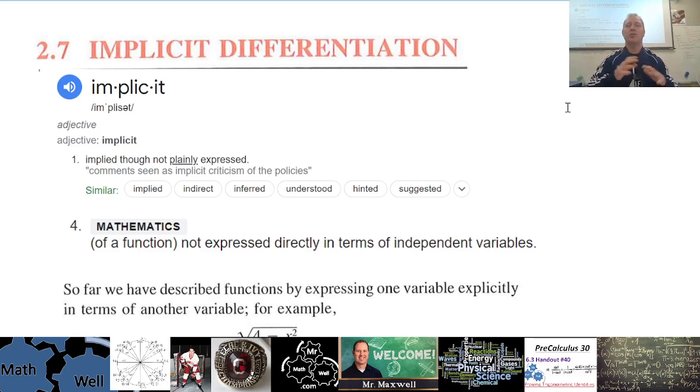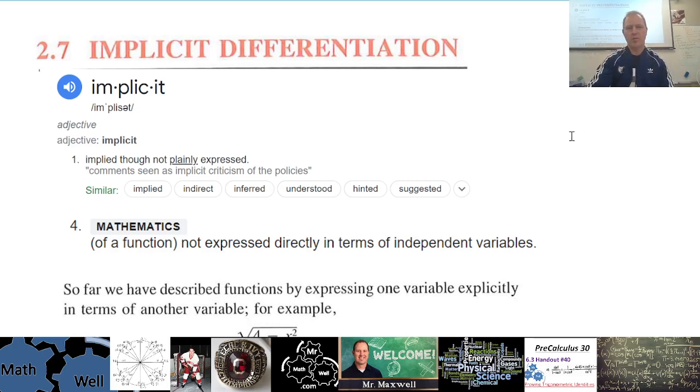We've taken all sorts of functions and we've applied the constant multiple rule, the constant rule, the sum and difference rule, the product rule, the quotient rule, the chain rule, all those kind of fancy rules to find the derivative of an equation. Now we're going to approach things just a bit differently because there are all sorts of types of equations out there. Now, implicit differentiation, let's talk about the word implicit first of all.